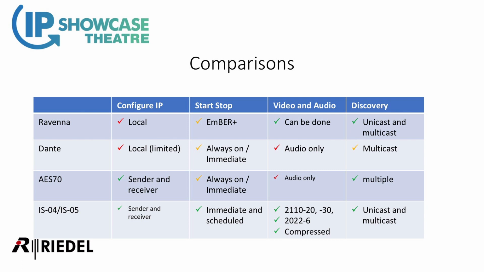But the discovery can also work multiple. In comparison, IS-04 and IS-05 really give you all the configuration you might need. And you can start and stop your receivers and senders. You can also schedule them for the future. It works for video and audio. Also compressed flows could be included here.